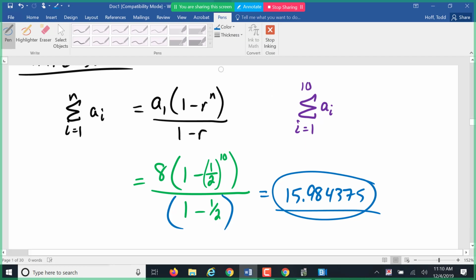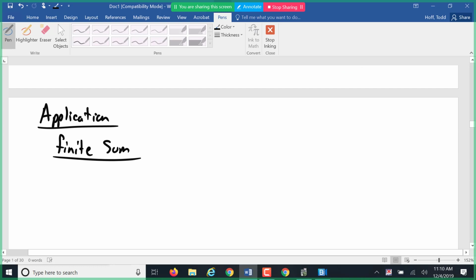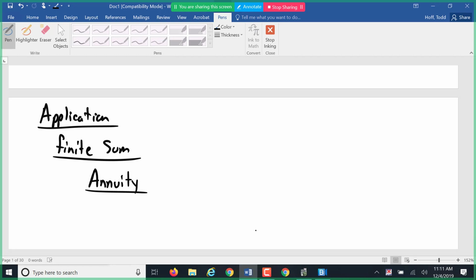Now, applications of each of these. The application of a finite sum of a geometric series. One of the biggest ones is an annuity. An annuity is where you pay in a certain amount each term. Now, in this annuity, we start out with an amount P, and then the next term we have that amount P times its interest. Well, its interest is 1 plus its rate.